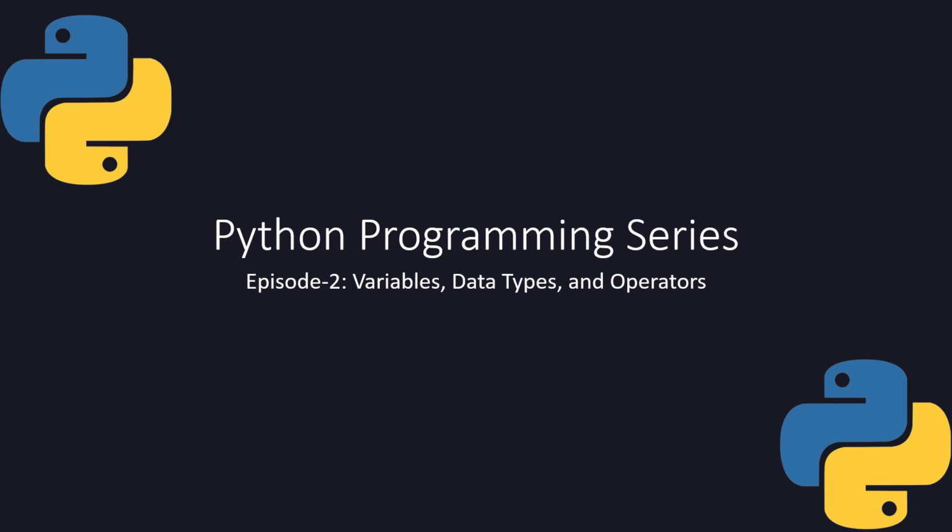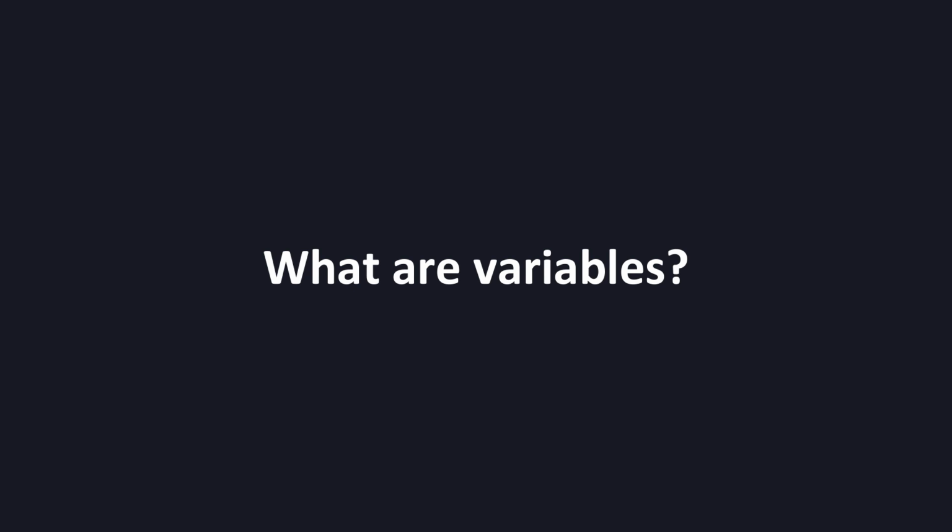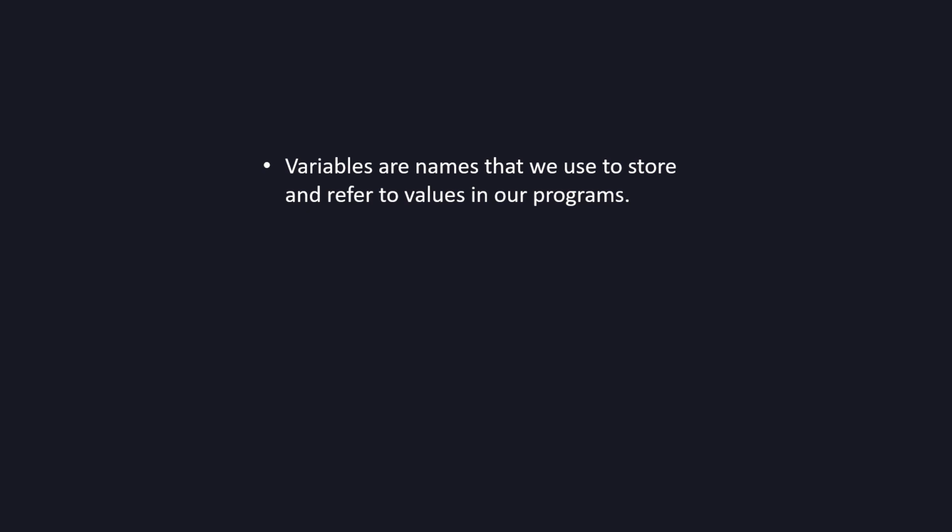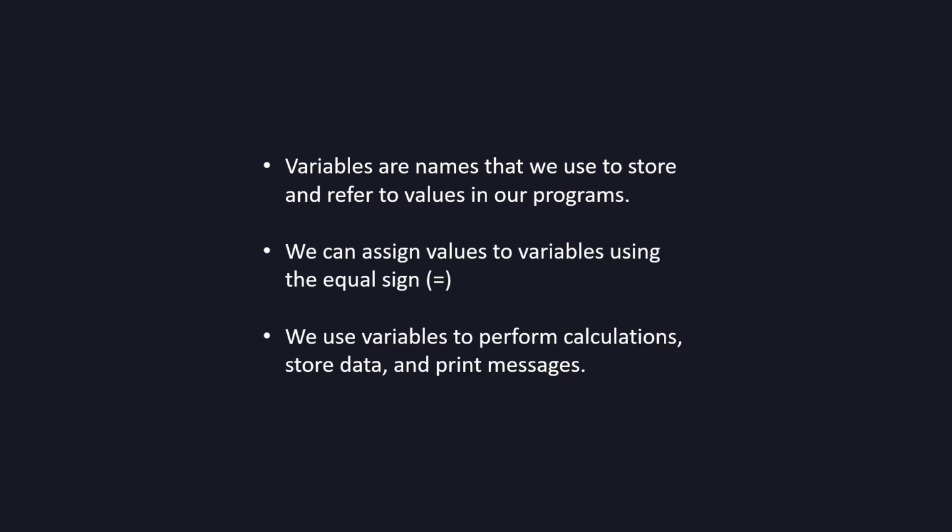This is episode 2 of our series, and in this session, we are going to learn about variables, data types, and operators. Variables are names that we use to store and refer to values in our programs. We can assign a value to a variable using the equal sign. We use variables to perform calculations, store data, and print messages.